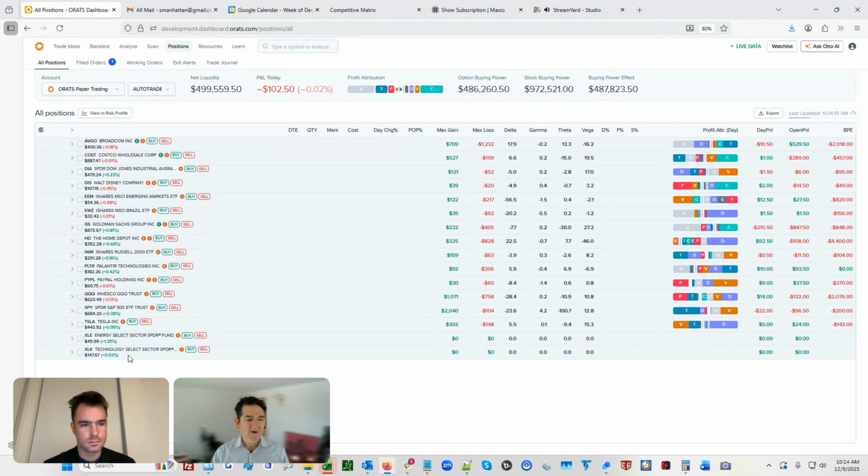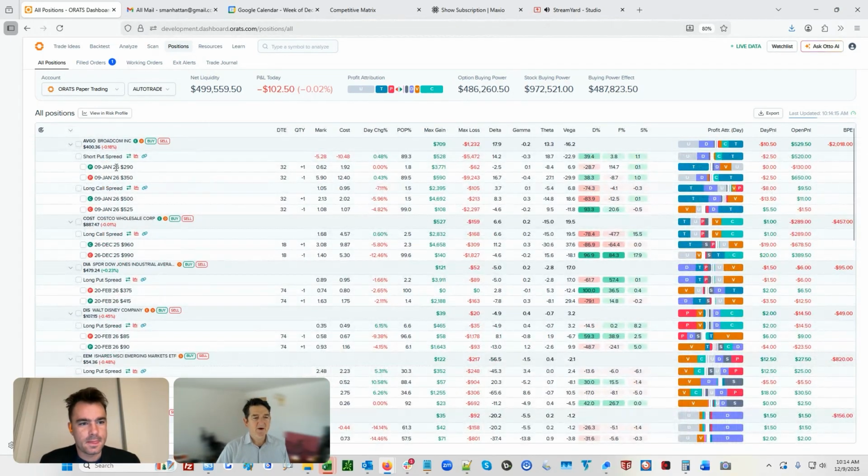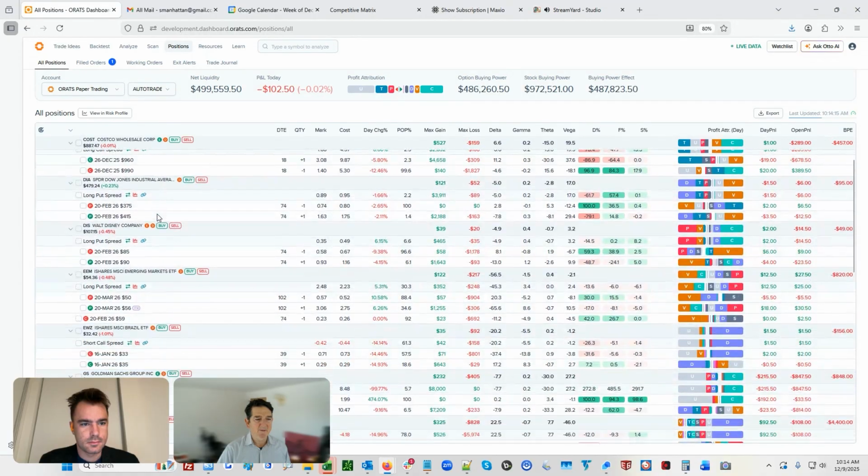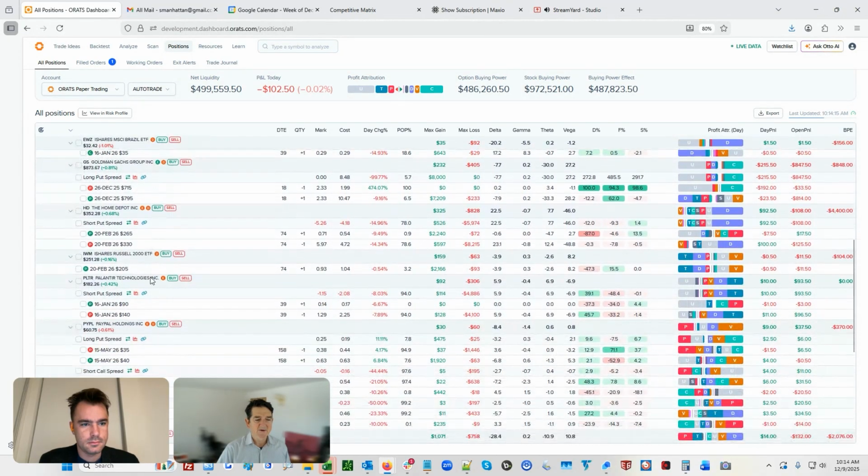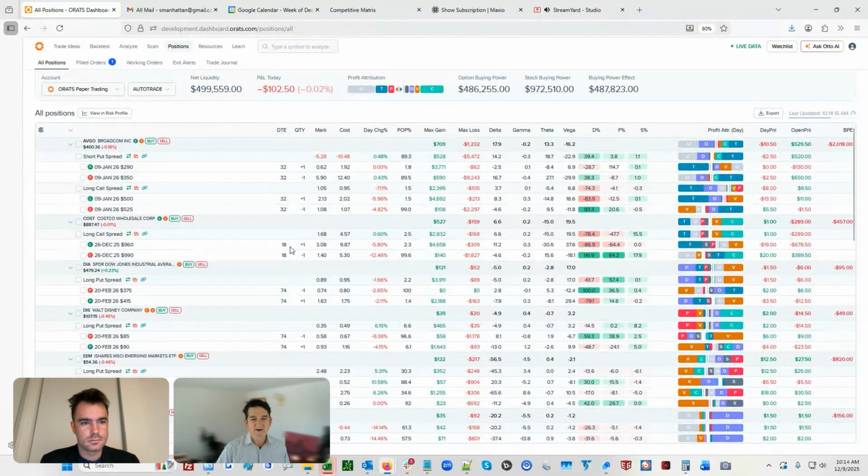And all different symbols too, right? So this is a really critical part here. Yeah, so all different positions, and I have a long call spread and a short put spread in Avgo and Broadcom, and I have just positions all over the place, all different days. 158 days down to 18 days or whatever.